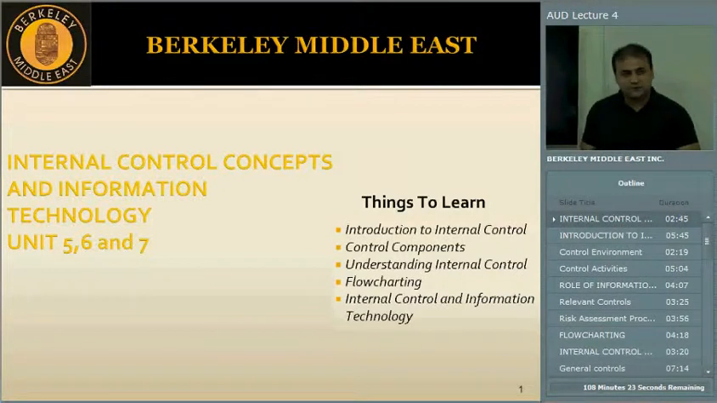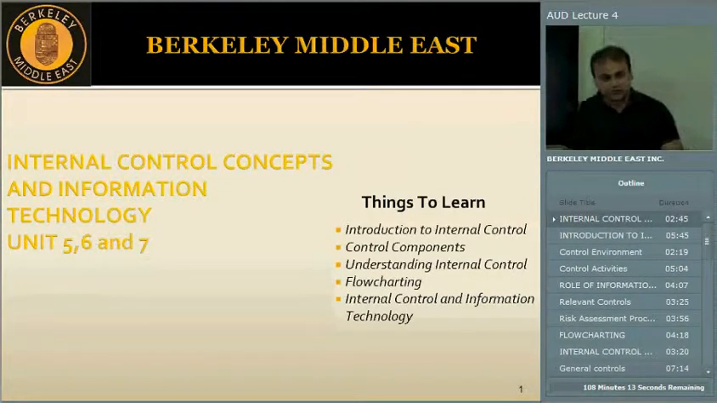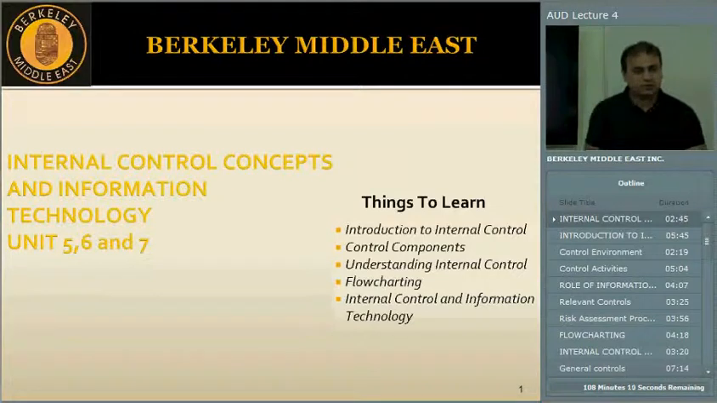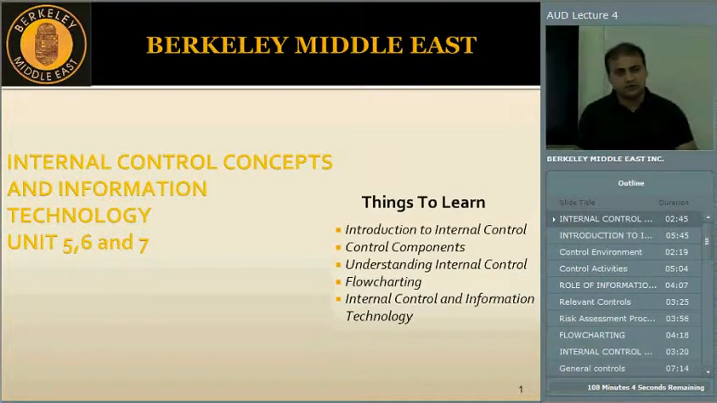To start, Units 5, 6 and 7. The unit names are Internal Control Concepts and Information Technology. Broadly, we are going to discuss today what is internal control, how it is useful for an external auditor, so he can have a test of internal control. If the internal controls are effective, it will be easier for the external auditor.